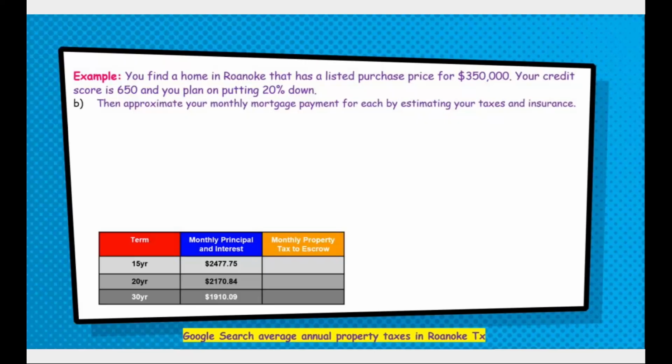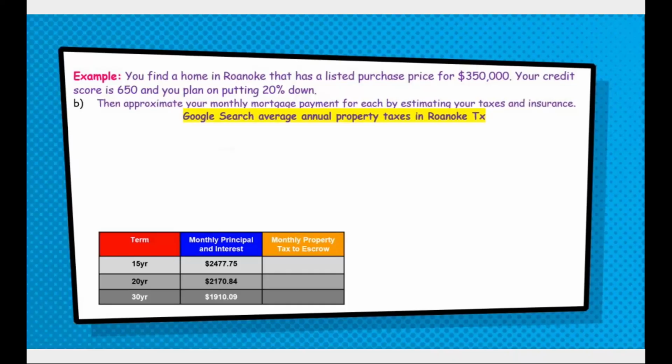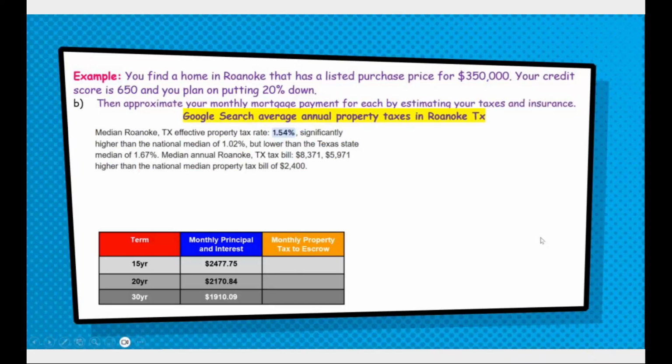So we're going to be Google searching approximate averages of this stuff. I've already done this for Roanoke, and this is what you're going to need to do pretty much exactly. You're going to specify where the actual house is located, and look up average annual property taxes in that specific location. So I screenshotted this off the internet. I don't care about that 1.54%. I'm just kind of skimming down.